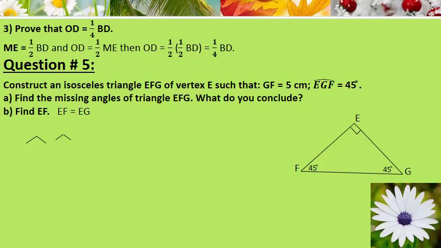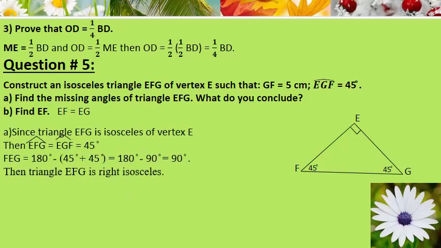Now question number 5, we should construct an isosceles triangle EFG. Always when I say isosceles triangle, the first thing that comes to your mind is how to specify the equal sides and the equal angles. We should specify the equal sides and the equal angles, okay? So here, if E is the vertex, who are the equal sides? EF and EG. Who are the equal angles? Angle G and angle F. EGF is equal to EFG and each one will be equal to 45 degrees.